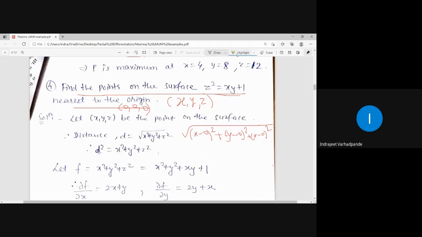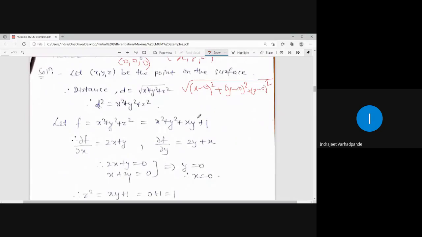What are the coordinates of the origin? Origin means 0, 0, 0. So going with the under root is very difficult. So I consider that particular function as d square, which will remove the square root sign, and that will be our function to be maximized or minimized.